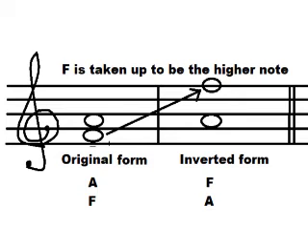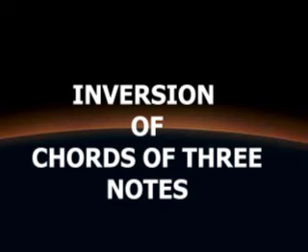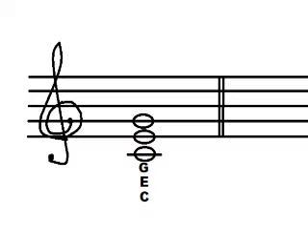In the same way, we can also have inversion of chords. In inversion of chords, we have more than two notes. That's the difference between inversion of interval and inversion of chords: in inversion of interval, we have two notes, but in inversion of chords, we have more than two notes. In a chord, we can have three notes like C, E, G.